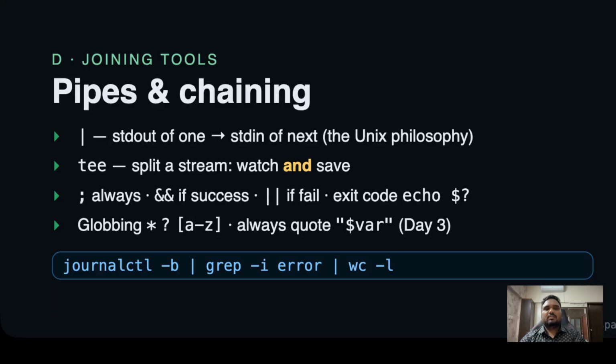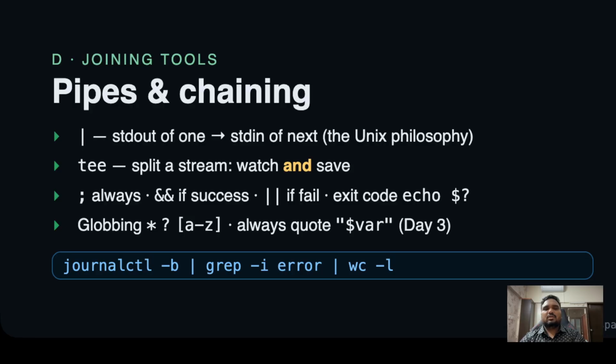Then chaining commands. Semicolon runs the next command no matter what happened before. Double ampersand runs the next command only if the first one succeeded. Double pipe runs the next only if the first one failed. Success or failure comes from the exit code, which you can check with echo dollar question mark. Zero means success. This is the seed of scripting, which starts on day 3.